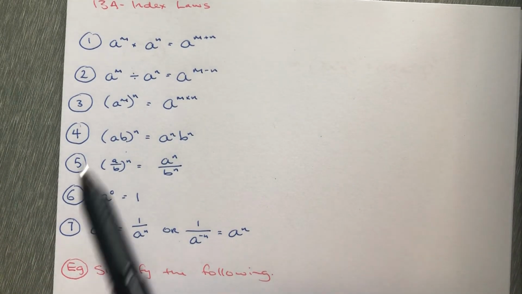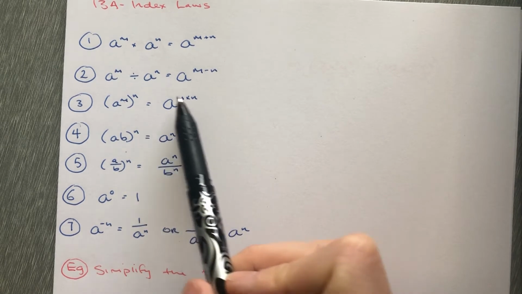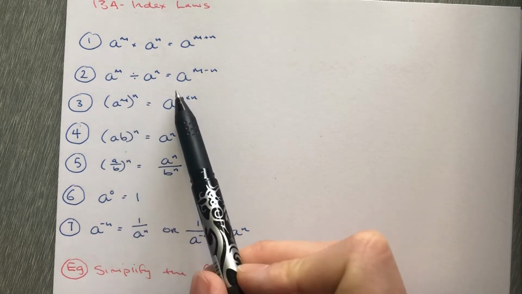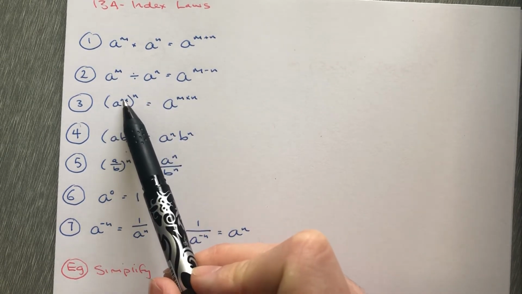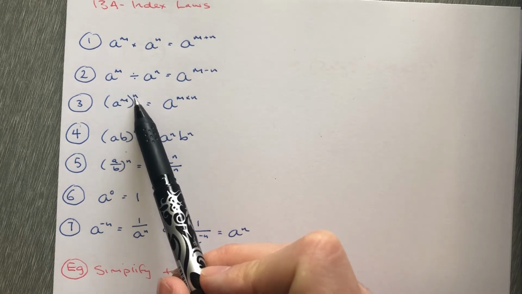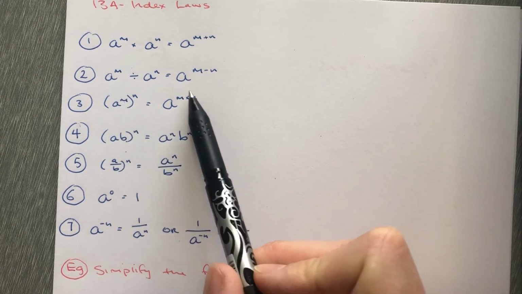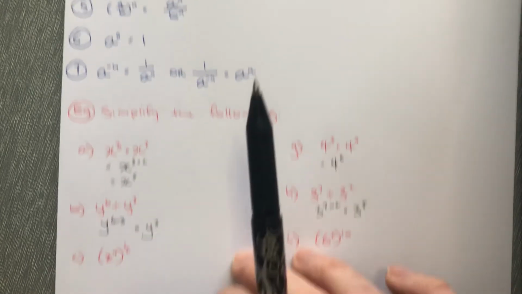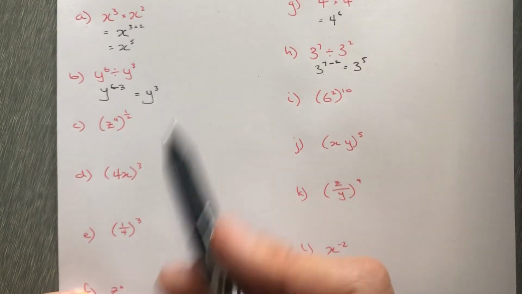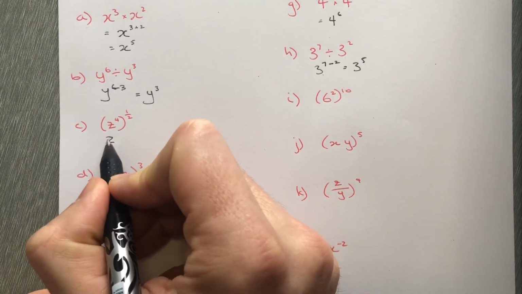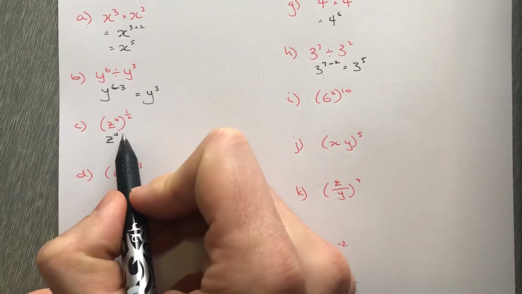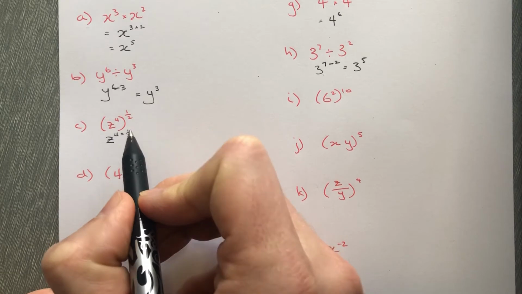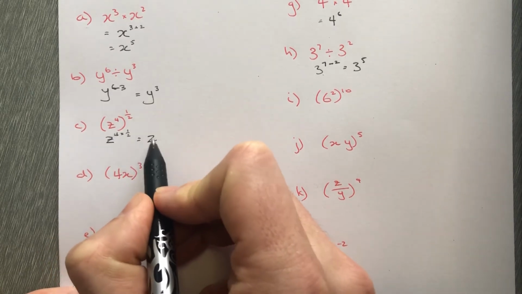Now it looks like we've ordered these pretty well, because as far as I can tell, this looks like the one we're looking for. We've got a base, a power, and then on the outside of the brackets we've got another power as well. So what we're going to have to do is times those two powers together. So we'll have z to the power of 4, and then we will multiply by that outside power. So that's going to give us z squared.